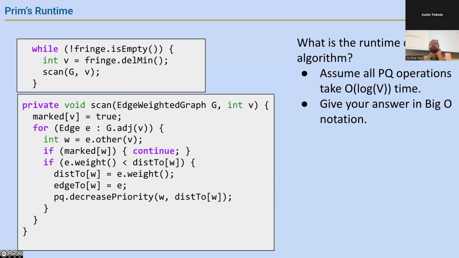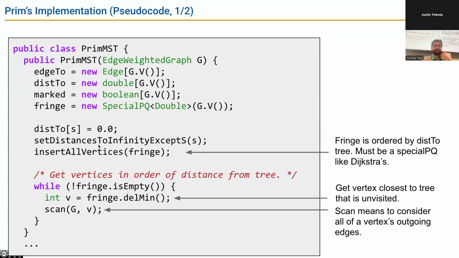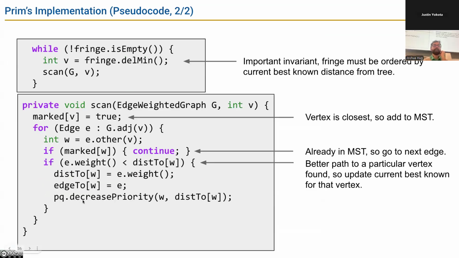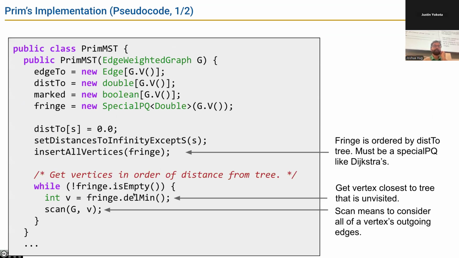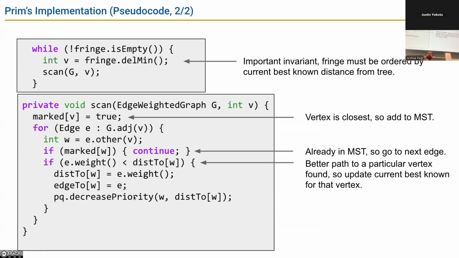Okay, first hint, how many vertices do you need to insert into the priority queue? Here's a hint. How many do you insert? All of them, V of them, okay? How many vertices get deleted from the priority queue? All of them, okay? So we have V inserts, we have V deletes, and how many decrease priority operations are there? How many times do you have to, in the worst case, move something around in the priority queue?